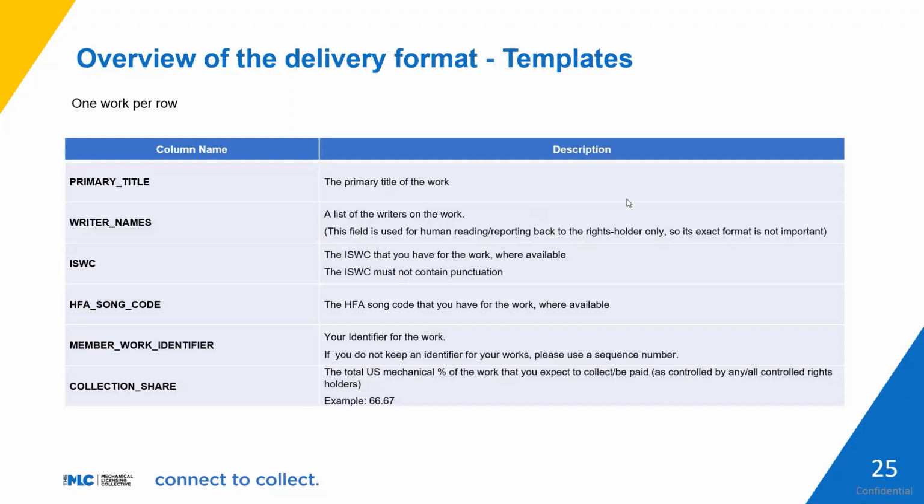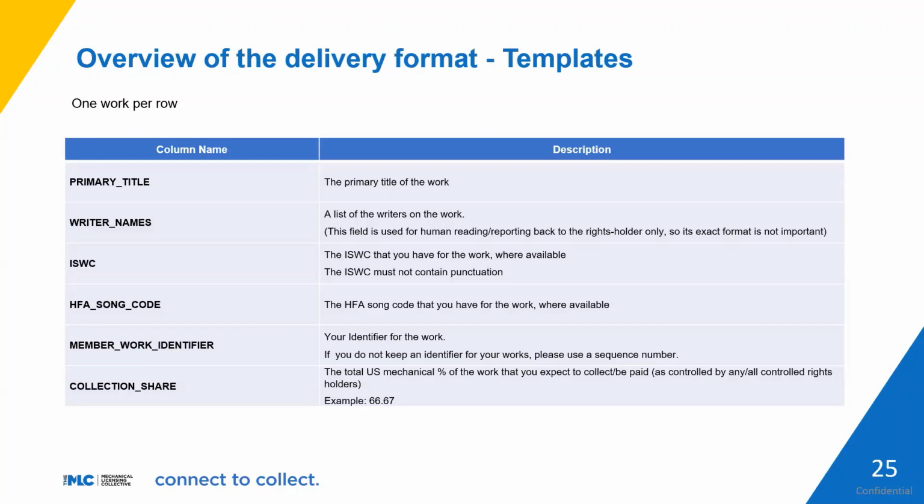Next field, which would be good to have, is ISWC. So ISWC is the standard code for compositions. If you have it, please supply it to us. It helps us make sure that we're matching to the correct composition. If not, it's not a big deal. We can always use the HFA song code if it's available. So to be able to match your work to our database, we need one or the other. If we don't have any, unfortunately, we can't actually find your works. So the HFA song code is the song code as provided by HFA.